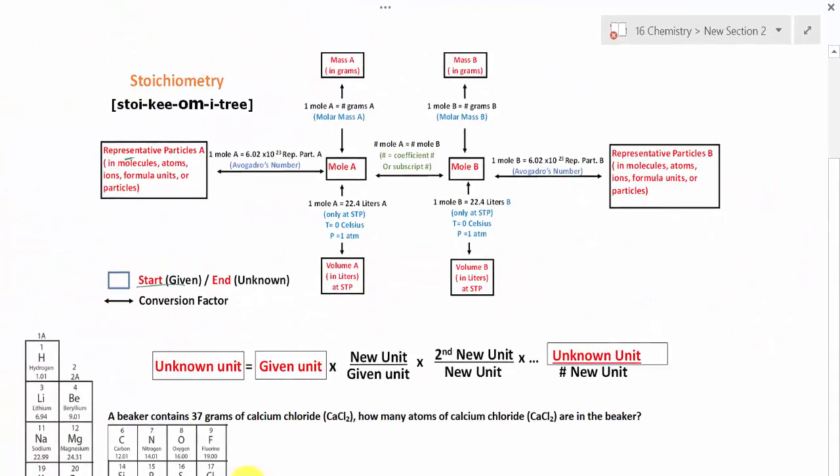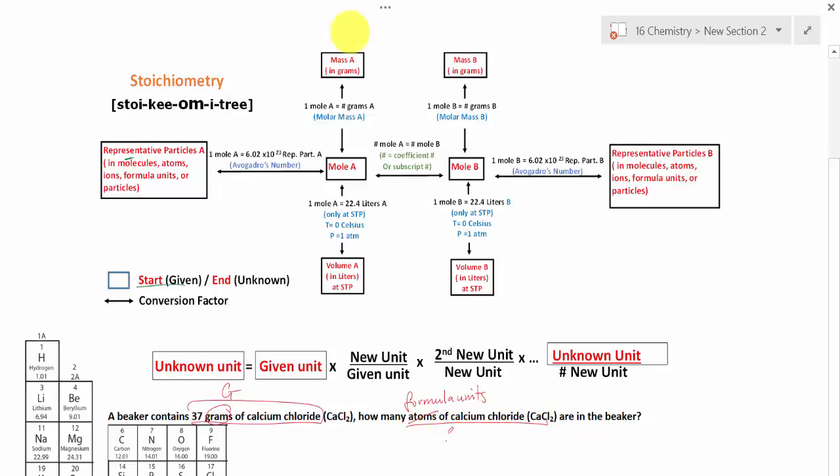Let's try a more challenging problem. A beaker contains 37 grams of calcium chloride. How many atoms of calcium chloride? Well, this would be how many formula units of calcium chloride are in the beaker. In this case, our given is right here. It is grams of calcium chloride, and we are looking for formula units of calcium chloride.